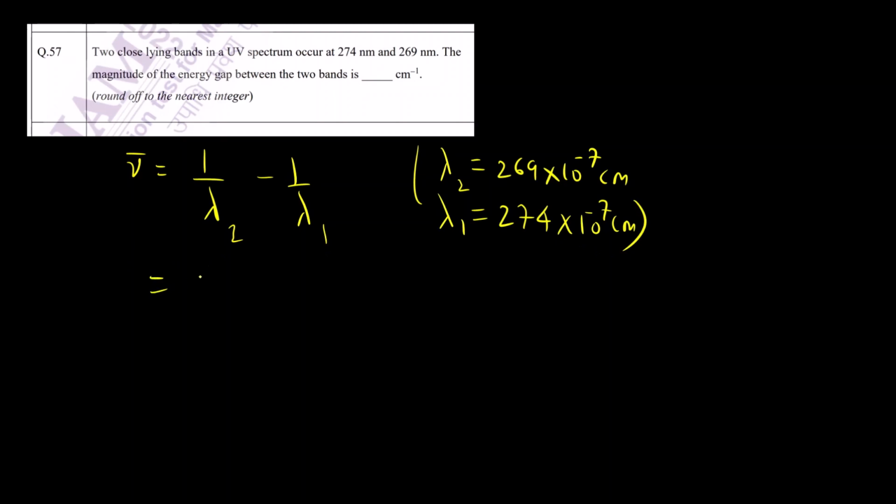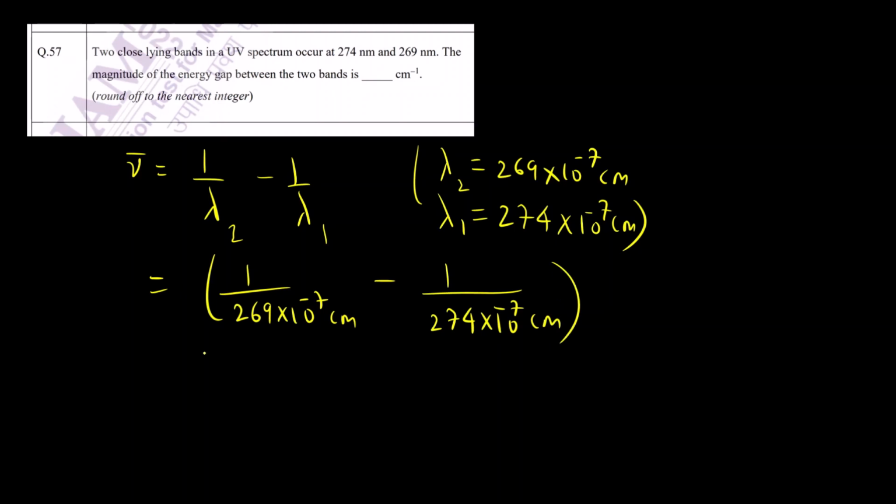Just substitute the values. 1 by 269 into 10 raised to minus 7 centimeter, minus 1 by 274 into 10 raised to minus 7 centimeter. If you solve this, the final answer will be in centimeter inverse. And what is the final answer? 678.4. Okay, and the question they have given is to round off to the nearest integer.